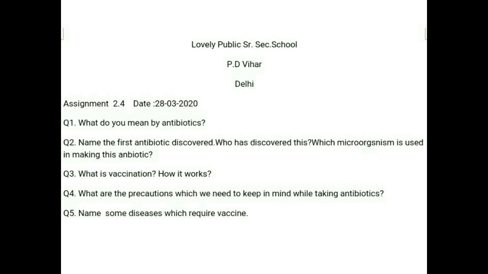What is vaccination? How does it work? The answer is on the next slide. What are the precautions which we need to keep in mind while taking antibiotics? After that, you can get the answer of this question. Name some diseases which require vaccines. So some diseases which require vaccination are cholera, typhoid, polio, chickenpox, tuberculosis, hepatitis, etc. So what is vaccination and how does it work? This is the answer.